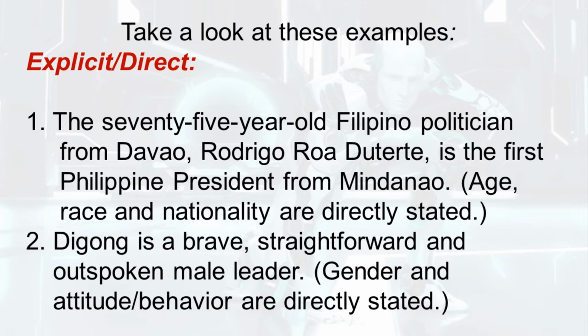Explicit, direct. 1. The 75-year-old Filipino politician from Davao, Rodrigo Roa Duterte, is the first Philippine president from Mindanao. Age, race and nationality are directly stated. 2. Digong is a brave, straightforward and outspoken male leader. Gender, attitude and behavior are directly stated.